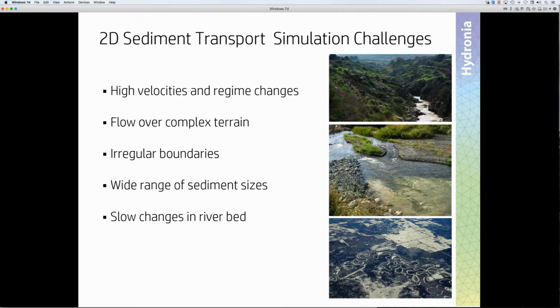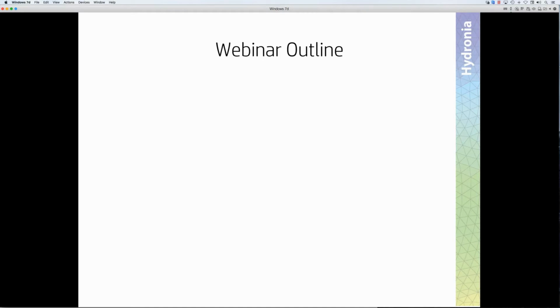Also, the changes in the riverbed can occur slowly or they can occur rapidly. It depends on which river you're handling. If it's a plain river or a mountain river, they behave very differently.